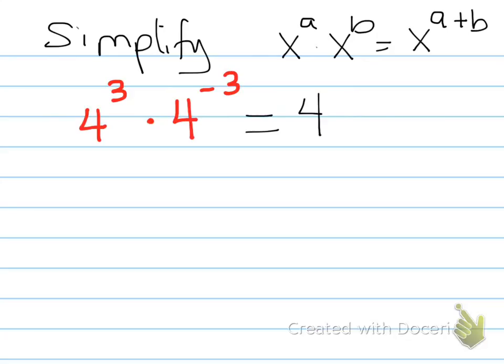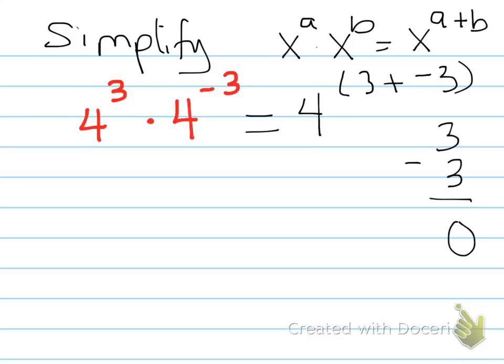4 raised to 3 plus a negative 3. Now I'm going to simplify it. What is 3 plus negative 3? They're opposites of each other. They're different signs. I have to subtract and then take the sign of the higher number. 3 minus 3 is 0. So really your result is just 4 to the 0 power.